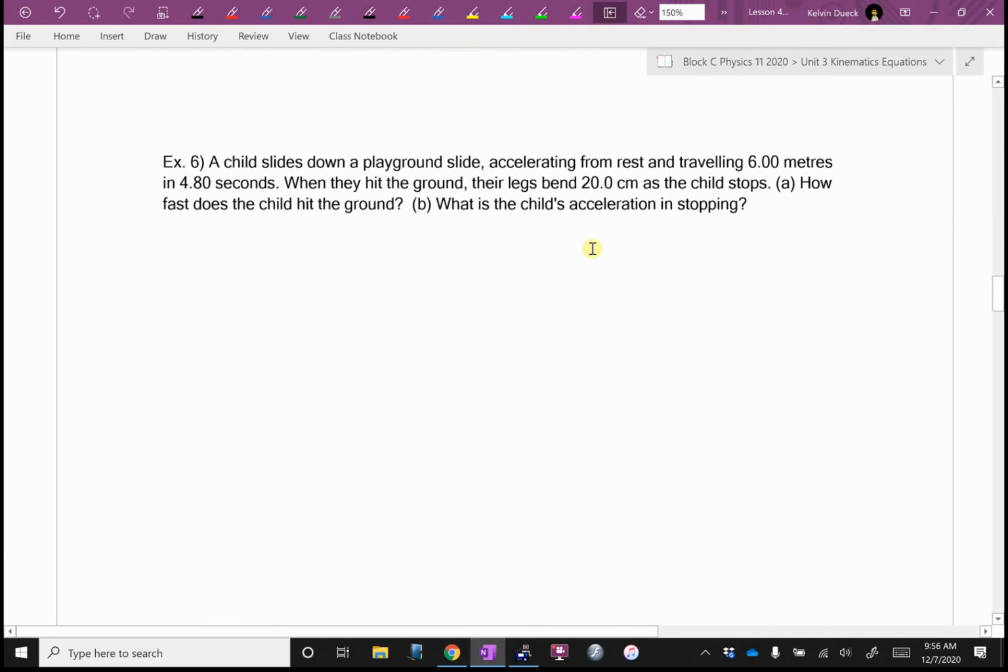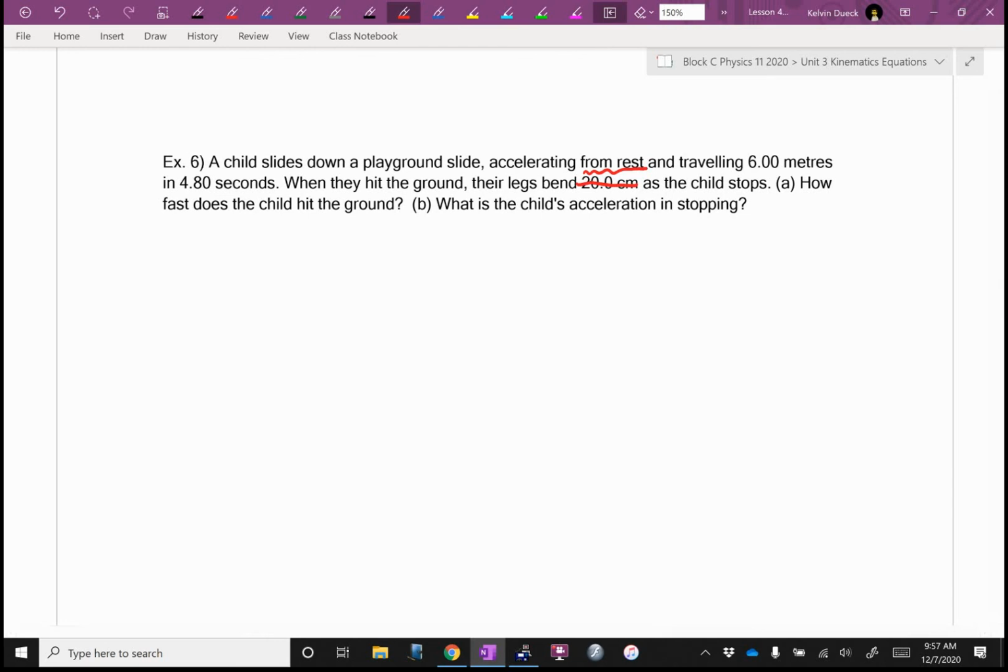Example 6. I like this question because it's a child playground slide application. It says: a child slides down a playground slide, accelerating from rest. I would probably underline the phrase from rest, and traveling 6 meters in 4.8 seconds. When they hit the ground, their legs bend 20 centimeters. 20 what? Cross that out. What is 20 centimeters in meters?